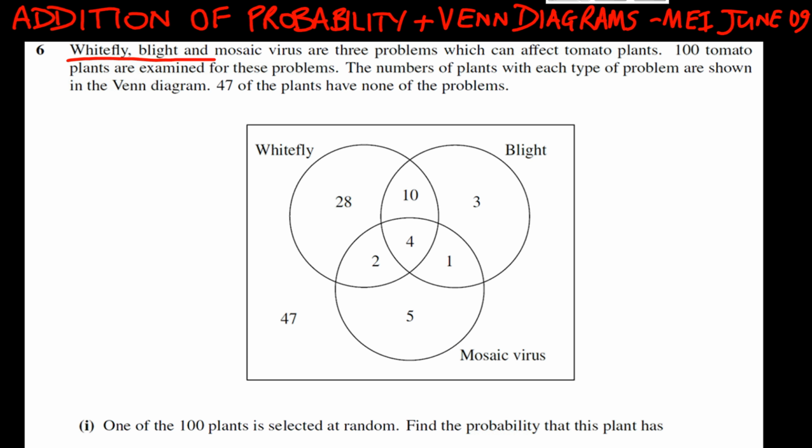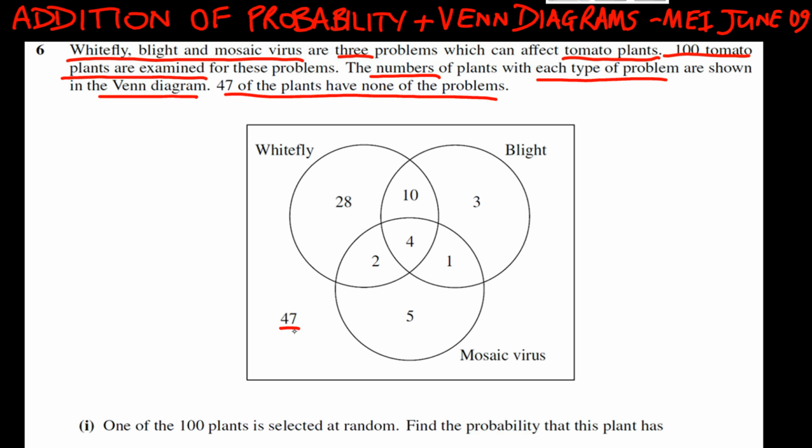Whitefly, blight and mosaic virus are 3 problems which can affect tomato plants. 100 tomato plants are examined, so that's our population for this case. The number of plants with each type of problem are shown in the Venn diagram. 47 of the plants have none of the problems. Yep, so there's our 47. But here they've populated the whole of our Venn diagram for us.